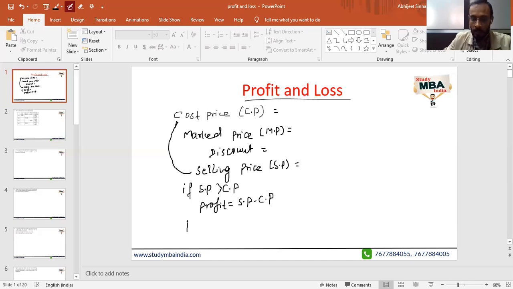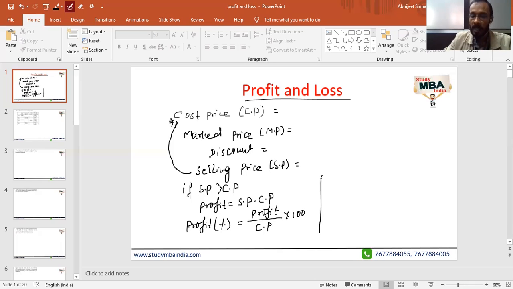And if you have to calculate profit percent, as we know the base is the cost price on which the item or any article is purchased, so profit percentage will be the profit that we compare with respect to the cost price, CP, into 100, right?